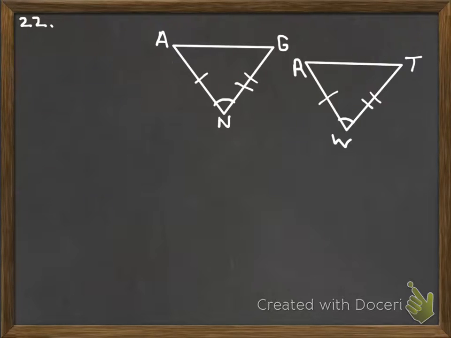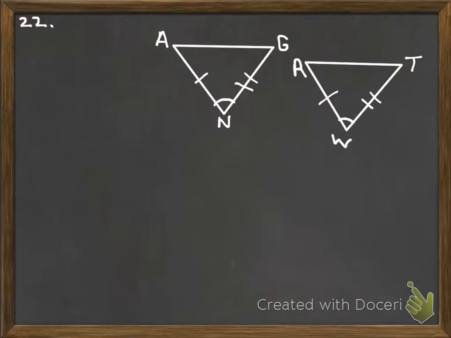Alright, number 22. The question here is, is there enough information to prove the two triangles are congruent? That's question 1. Is there enough information, yes or no? And question number 2, if so, write the congruent statement and name the postulate you would use. If not, write not possible.